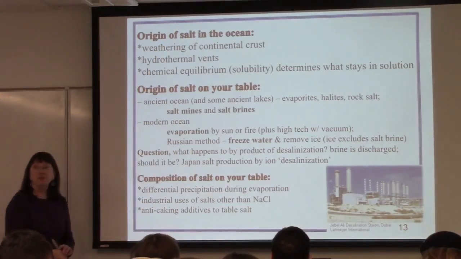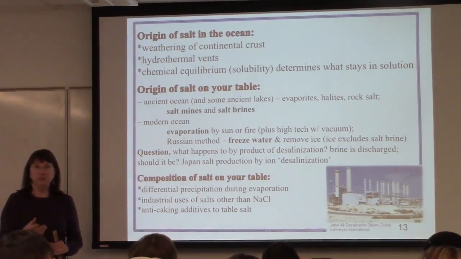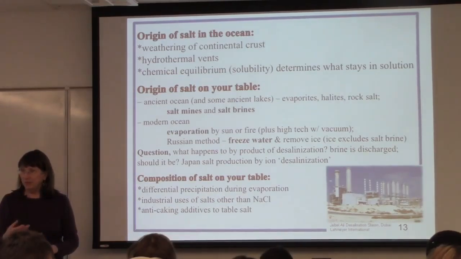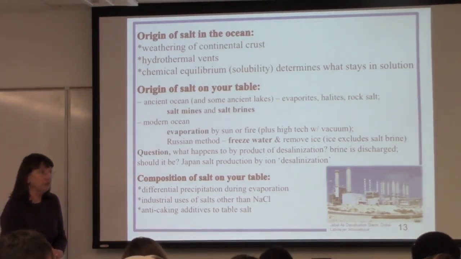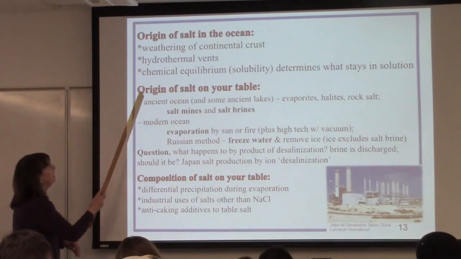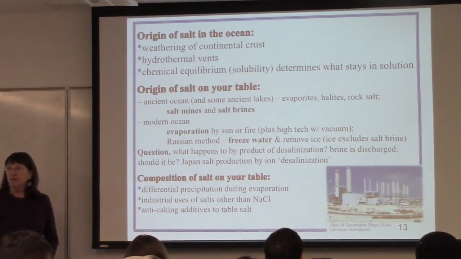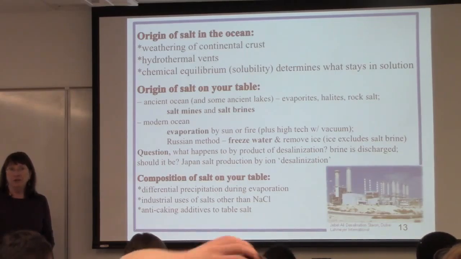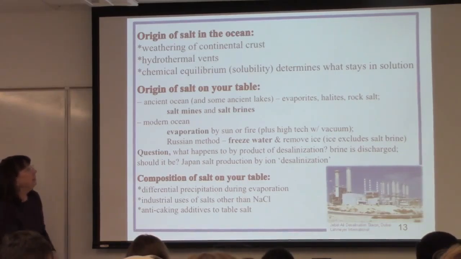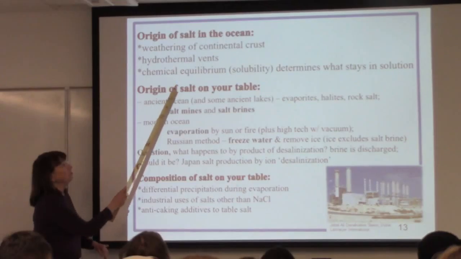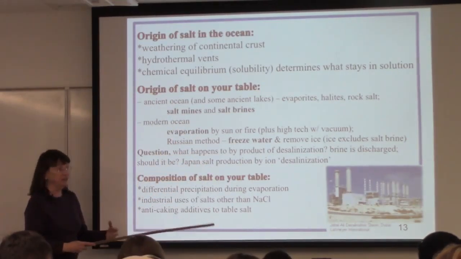The other one is hydrothermal vents. And this is particularly true for trace metals, that they're really an important source in the ocean for trace metals. And then what stays there is a function of the chemical equilibrium. Salts that are less soluble are going to precipitate out, and salts that are more soluble, like sodium chloride, are going to stay in solution.